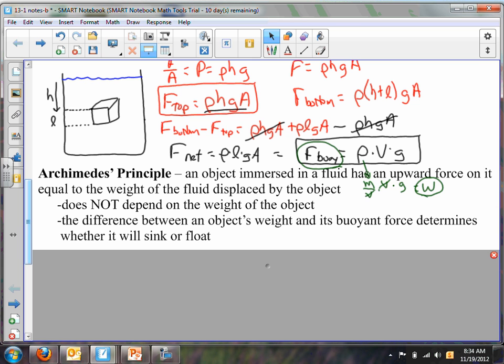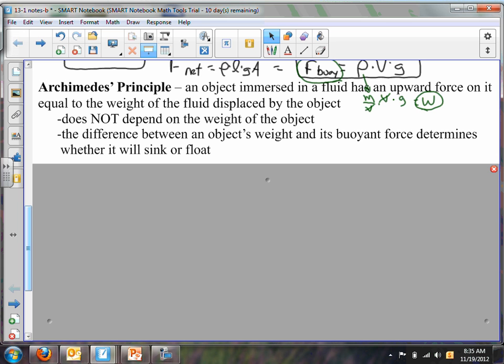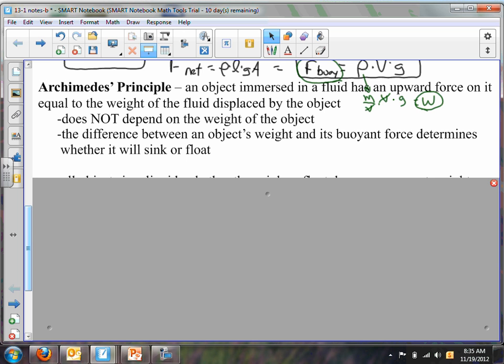And the difference between an object's weight and its buoyant force will determine whether or not it will sink or float. If the buoyant force is greater than the weight, you've got a greater upward force, so the object is going to float. If the buoyant force is less than the weight, then the downward force of the weight will pull it down and it's going to sink.